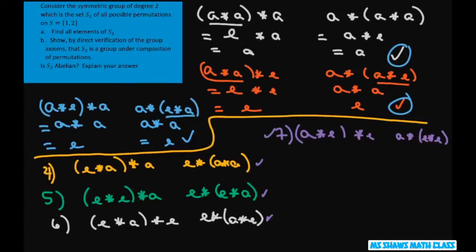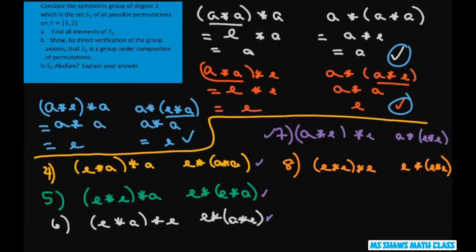And finally, the last one would be E star E star E with E star E star E. All right. And that's how you would check that.